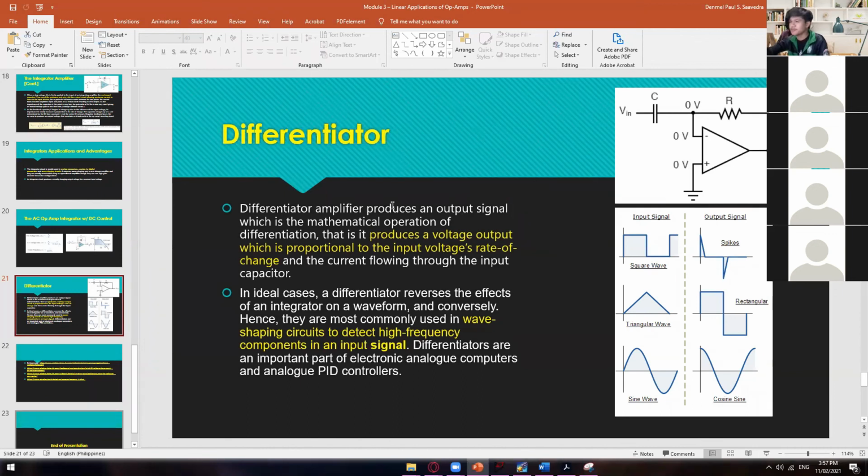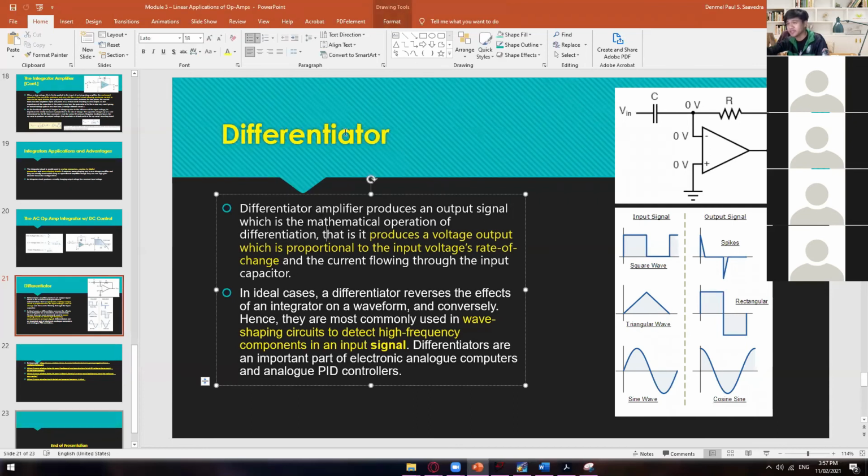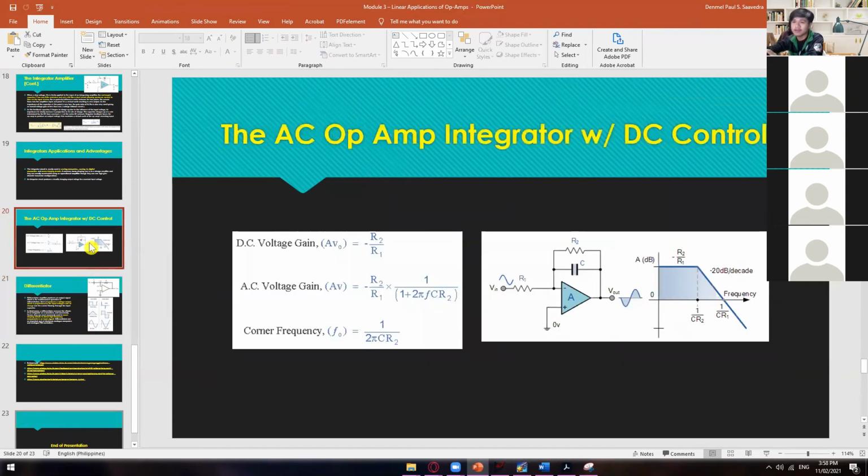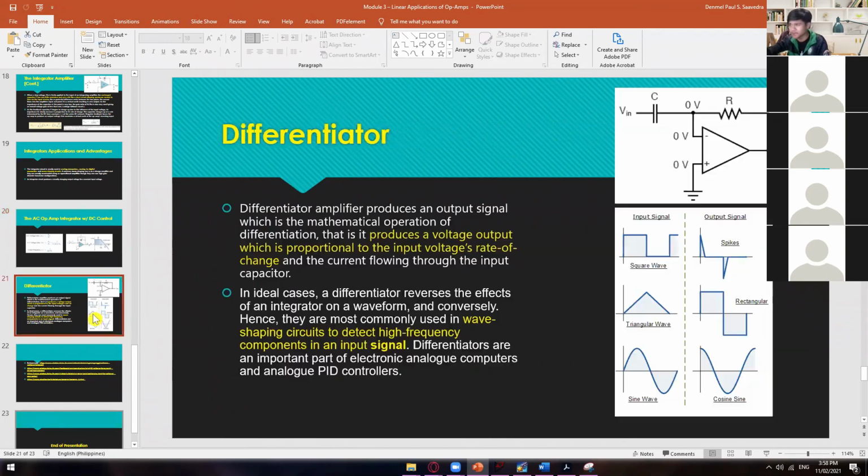So differentiator amplifier produces an output signal, which is the mathematical operation of differentiation. So that is why they call this one a differentiator. That is, it produces a voltage output, which is proportional to the input voltage's rate of change and the current flowing through the input capacitor. So in ideal cases, a differentiator reverses the effects of an integrator on a waveform. Okay. So basically, this one is like the opposite of the integrator, okay, and then vice versa. Okay, they are completely opposite with each other.